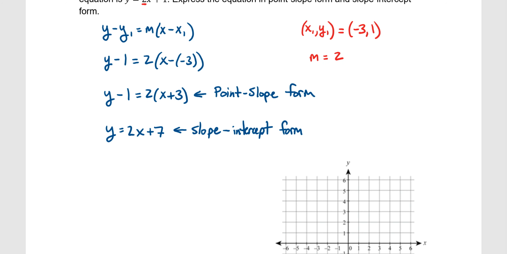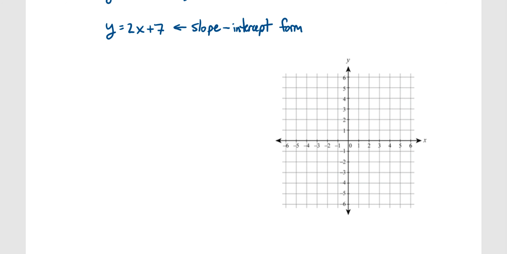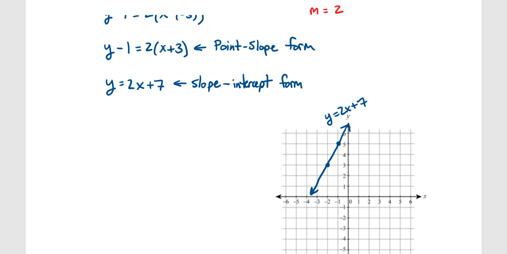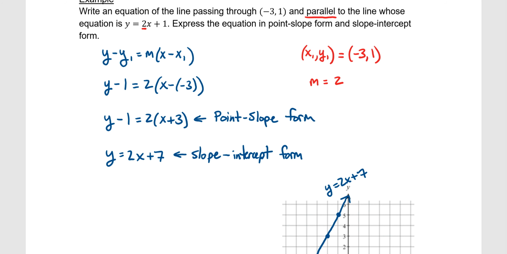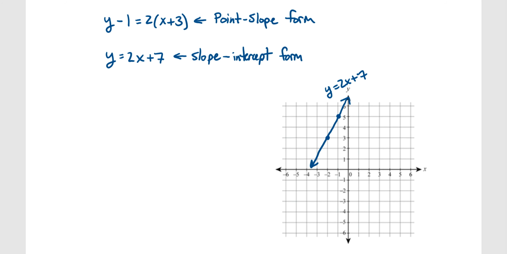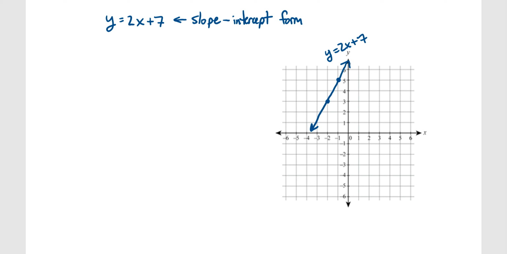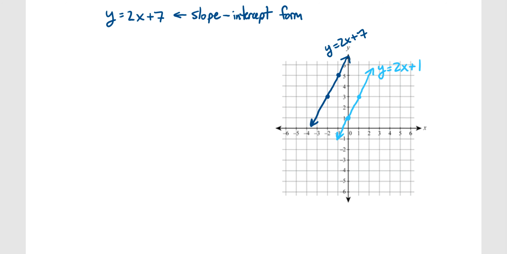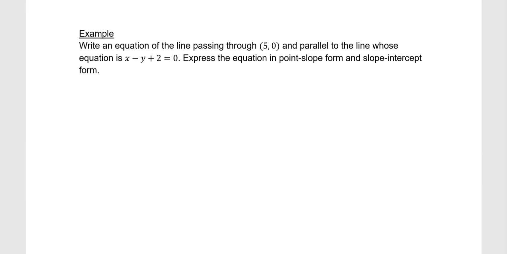So let's graph this. I'm going to graph y equals 2x plus 7 here. That would look something like this. And I'm also going to graph the line that it's parallel to, y equals 2x plus 1, for comparison. So that's y equals 2x plus 1. So when we graph them, it becomes a little bit more clear that these lines are parallel. Okay, so let's do another example here.